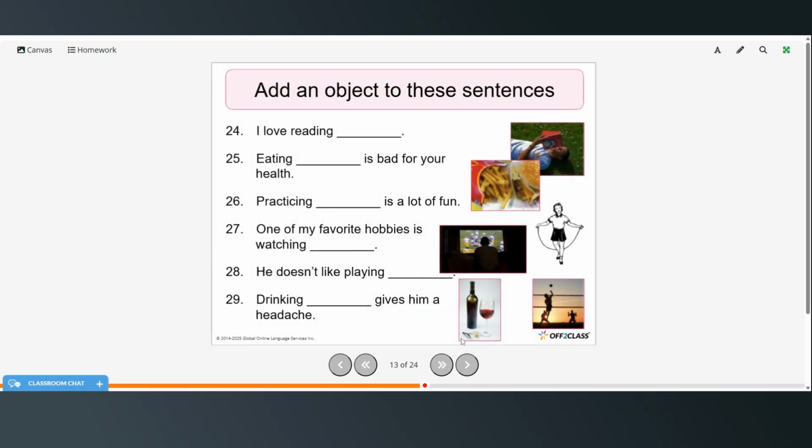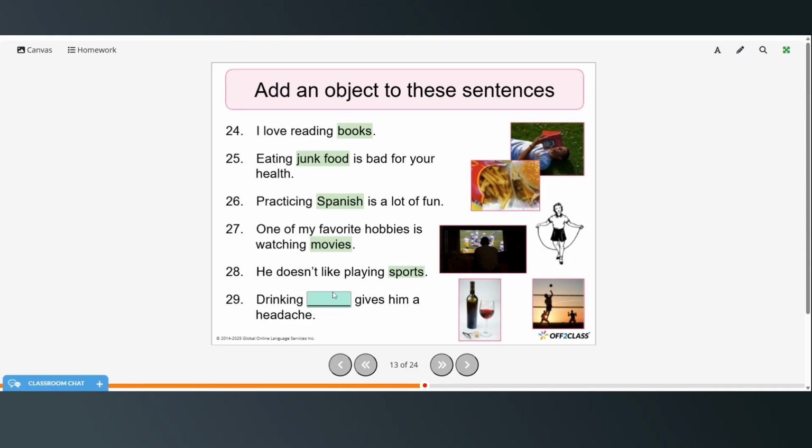All right, so add an object to these sentences. So I love reading books. Eating junk food is bad for your health. Practicing Spanish is a lot of fun. One of my favorite hobbies is watching movies. He doesn't like playing sports. And drinking wine gives him a headache.